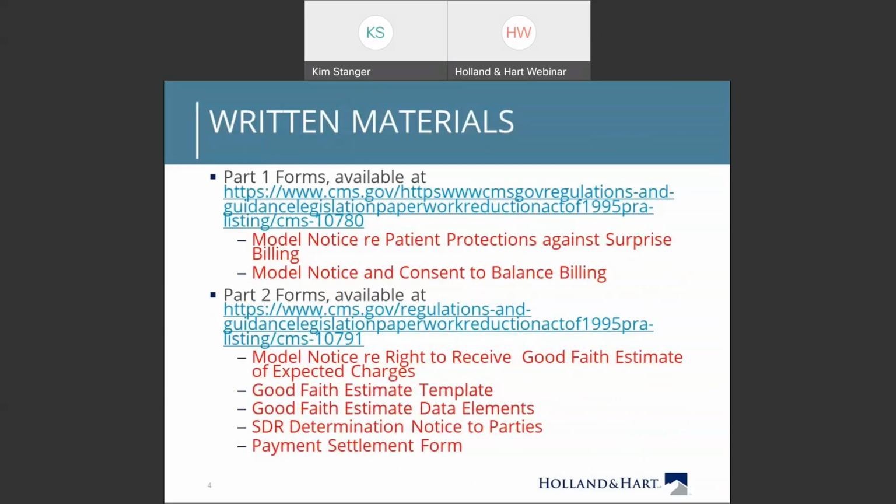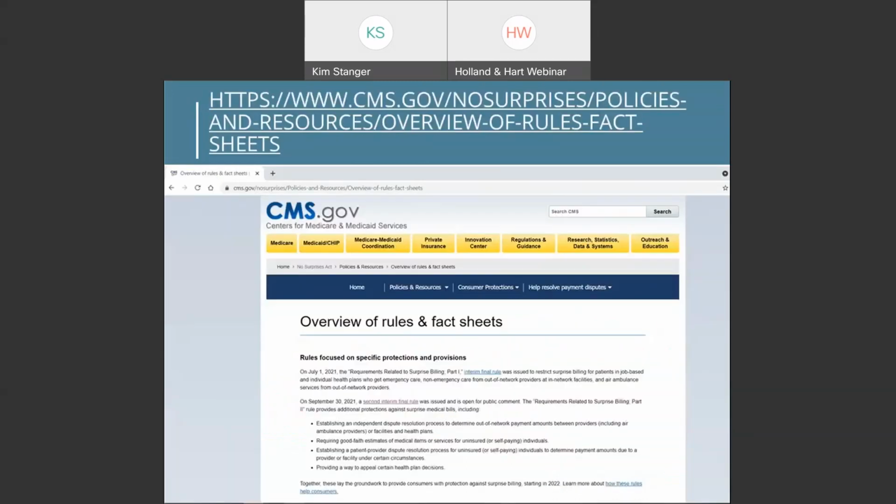In addition, we've also provided to you copies of the relevant forms that have been published by the agency, including for Part 1, the model notice of patient protections against surprise billing and the model notice and consent to balance bill the patients. We talked about that a while ago. Otherwise, for Part 2, we provided you with the forms for the model notice concerning the right to receive the good faith estimate, the good faith estimate template, a separate document that talks about the data elements for the template, the SDR determination notice to the parties, and the payment settlement form.